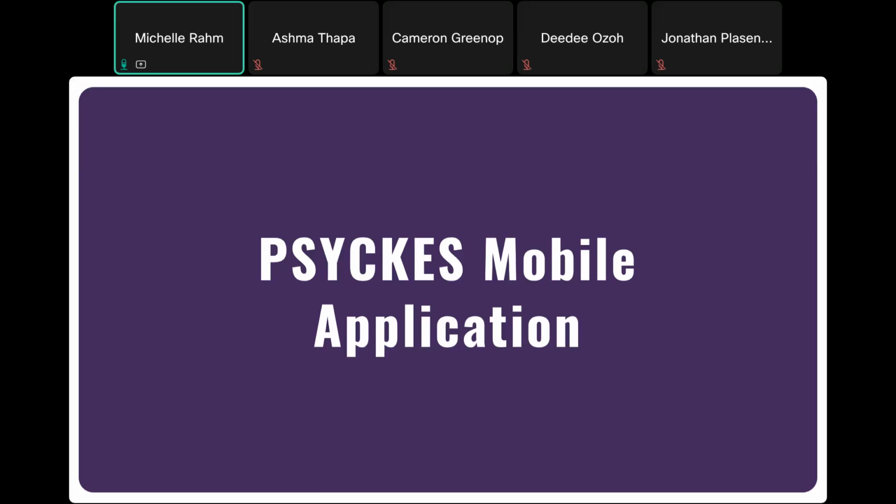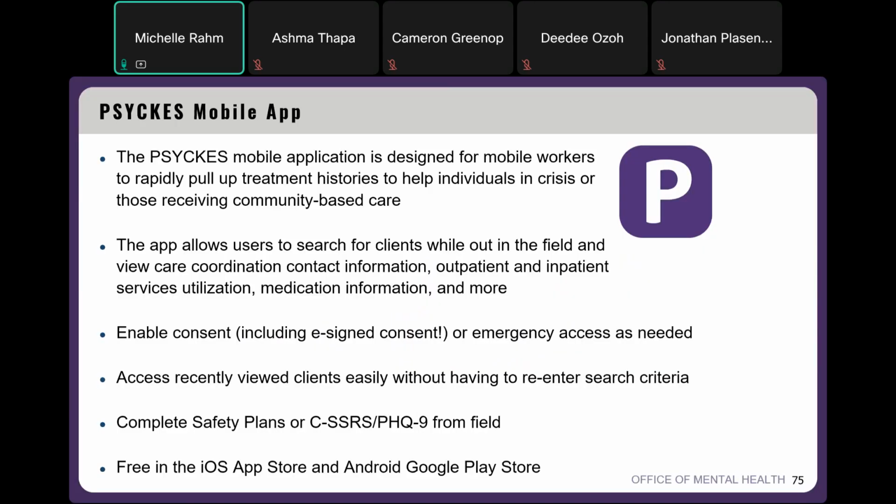But I wanted to go over the PSYCKES mobile application because I know a lot of you are out in the field and it's hard to get back to a desktop to do all the things in PSYCKES that you wanted to do. So I wanted to just show you what our mobile application looked like and what functionality we had in the PSYCKES mobile app. So it's really designed for mobile workers out in the field to rapidly pull up somebody's clinical summary to view their treatment history to help individuals in crisis or those even receiving just community-based care.